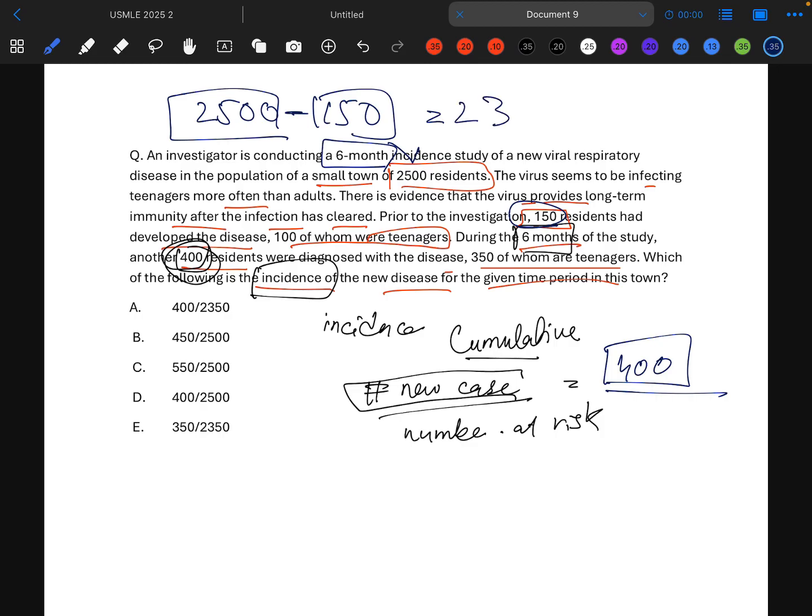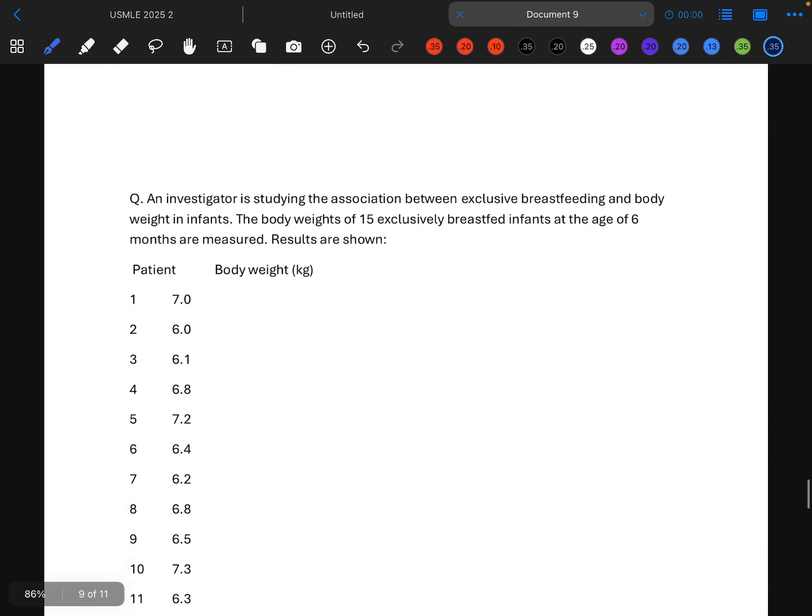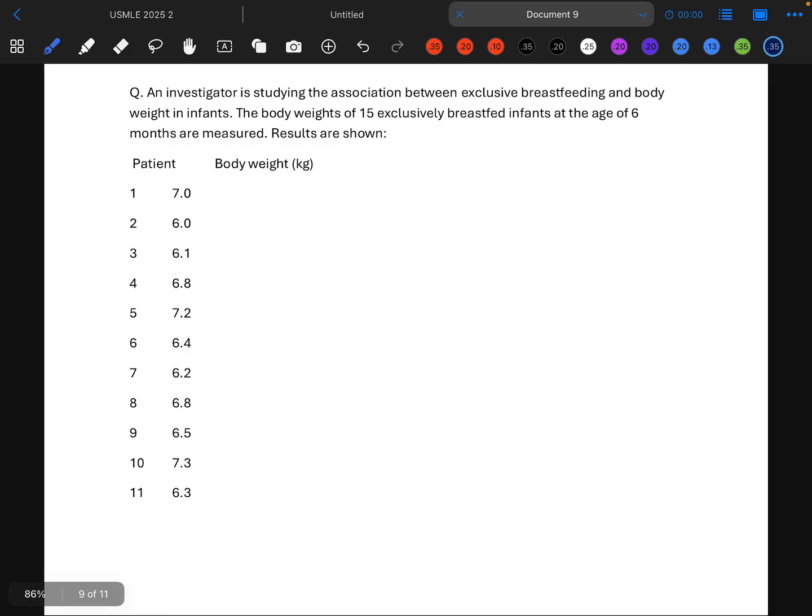That was 6 months ago, understand, but in this 2500, already 150 students, 150 residents are already infected. So if you make a subtraction here, 2350 residents are at risk because they are healthy. The 150 are not at risk, they are already infected. So our calculation will become a little bit tricky, and you have to use your mind, and our right answer is 400 over 2500.